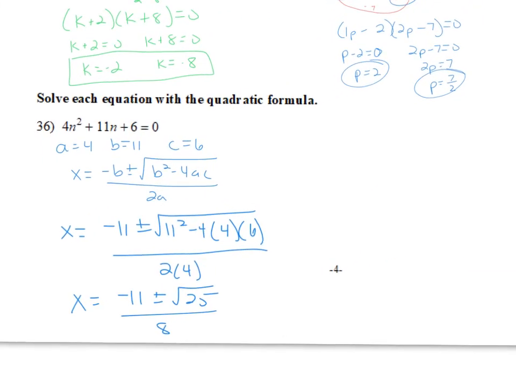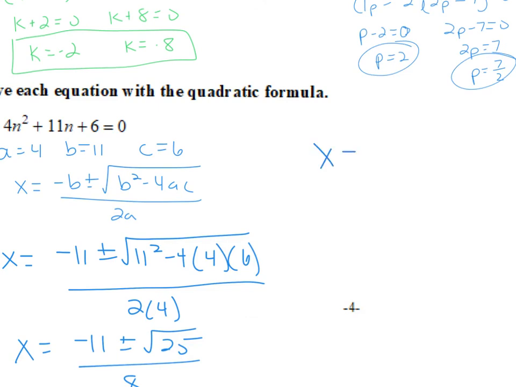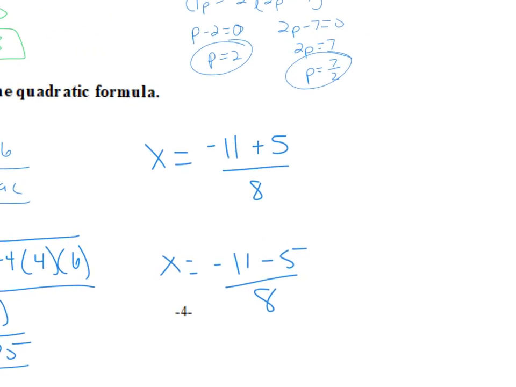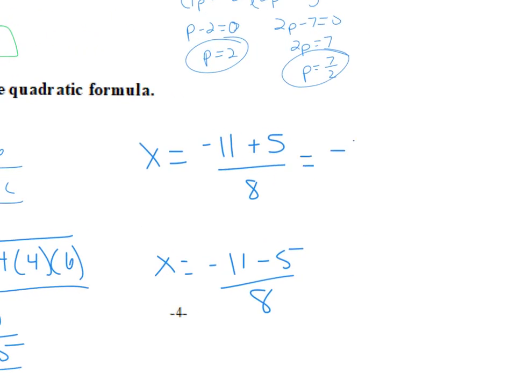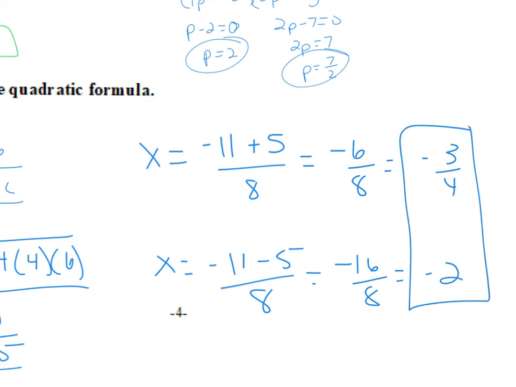So now the square root of 25 is 5. So x equals negative 11 plus 5 divided by 8, and x equals negative 11 minus 5 divided by 8. All right, so on this top one here, I end up with a negative 6 divided by 8, so I get a negative 3/4. On this one, I get negative 16 divided by 8, and I get negative 2. And those are going to be my final answers.